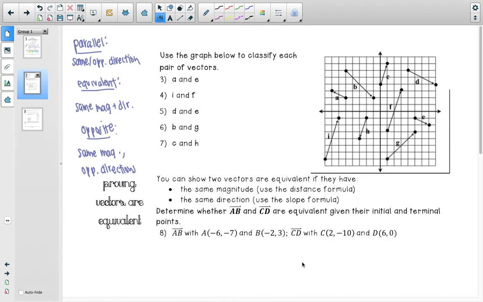I actually wrote down the parallel, equivalent, and opposite information from the other side to help us with this graph right here. Ooh, my coffee's hot. All right, so use the graphs below to classify each pair.